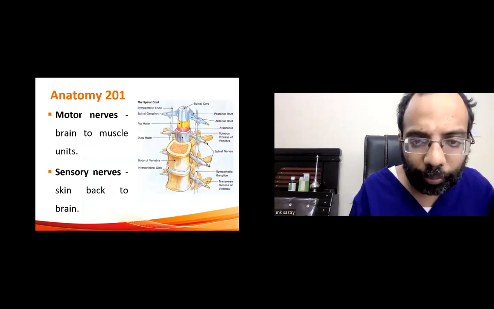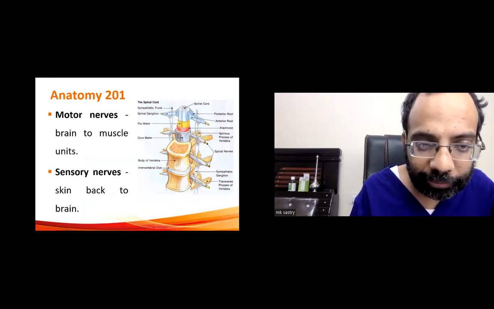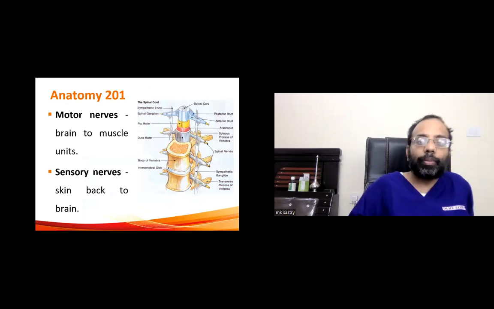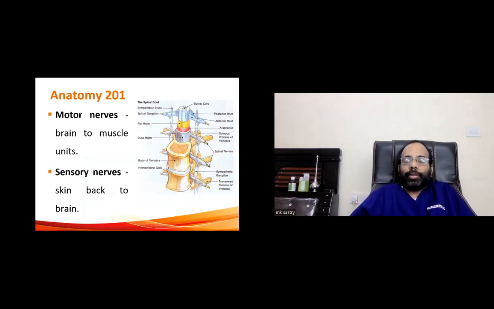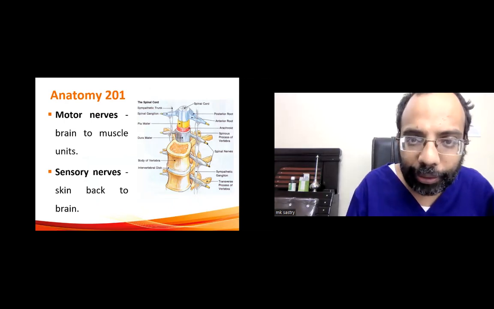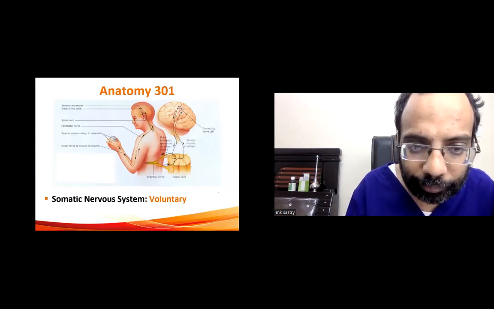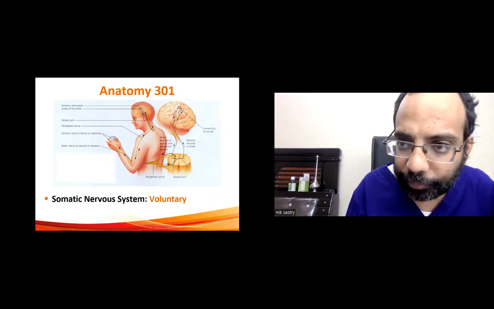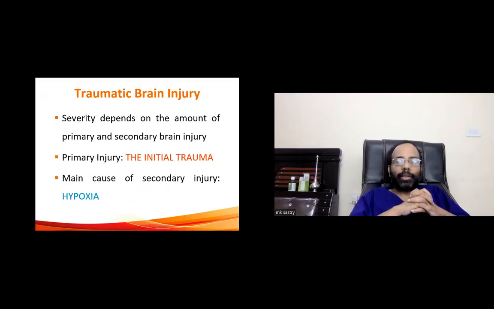Now, if you see the motor nerves, they go from brain to muscle units, and these are important, and the sensory nerves go from skin back to brain. So motor nerves go from brain to muscle, and that is why we say NIBS is important. Non-invasive brain stimulation is important because it helps you recover from brain to muscle. And sensory nerves go from the periphery to the brain, right?